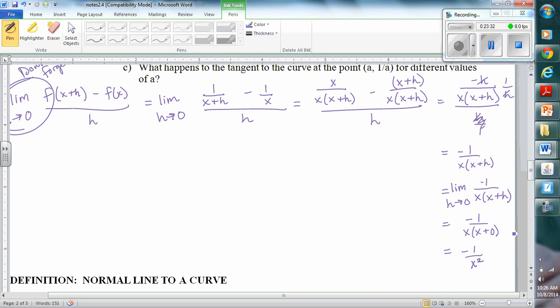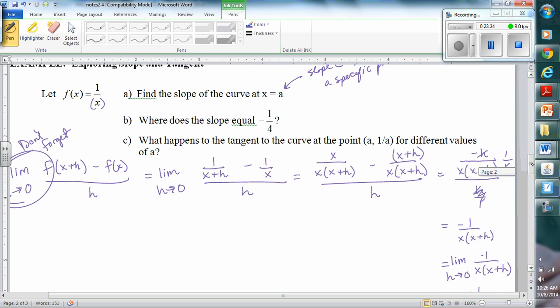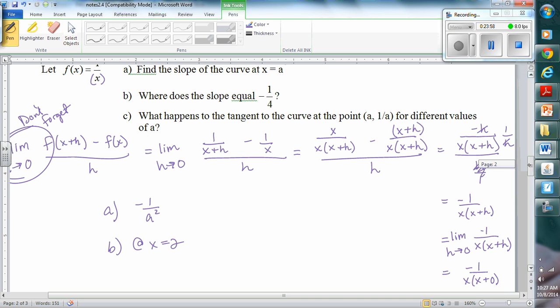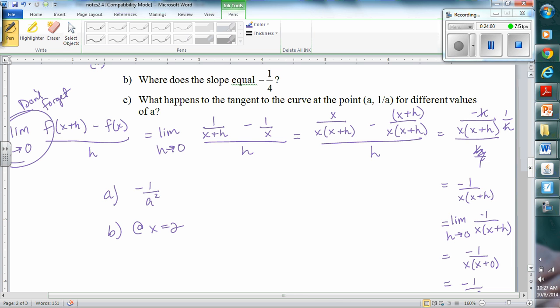And that was A. So let's come all the way back and answer these 3 questions. This is going to go quick. A, find the slope when x equals a. Well, you'd plug in a, so whatever you get, that would be A. B, where does the slope equal negative 1/4? At x equals 2, because you plugged in 2, you get negative 1/4. C, what happens to the tangent to the curve at the point a, 1 over a, for different values of a?